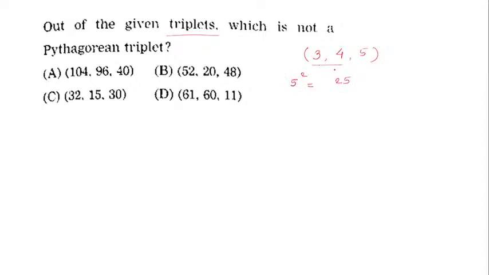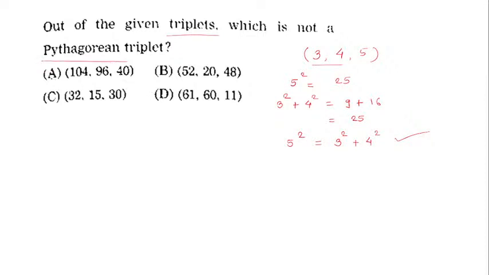Now the remaining two numbers are 3 and 4. For these two, we have to make their squares, that is 3 square plus 4 square. So 3 square is 9 plus 4 square is 16, so 9 plus 16, that is 25. Now as we can observe here, the largest number square, that is 5 square, is equal to the sum of squares of the remaining two numbers, that is 3 square plus 4 square. So if this happens for any given triplet, we say that it is a Pythagorean triplet.